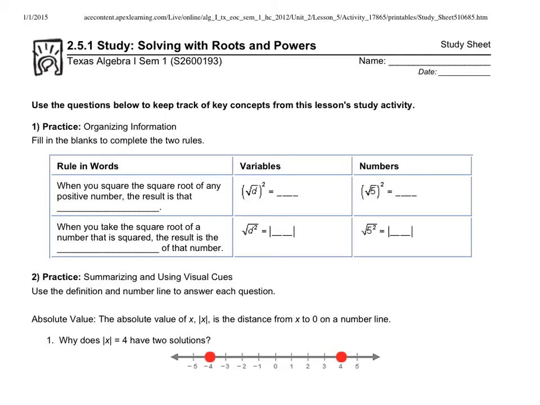So we're continuing our concept of solving, but this time we're solving with what we call roots and powers. Roots is when we do something like the square root, like the square root of 4, for example. Powers is when we have exponents. That's what we mean by powers. So the question is, how do we get rid of those things?